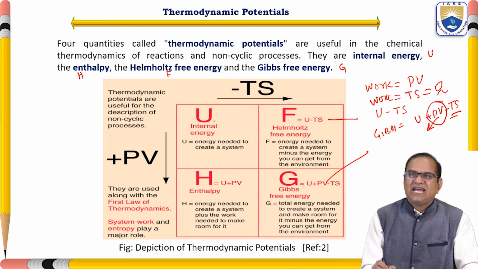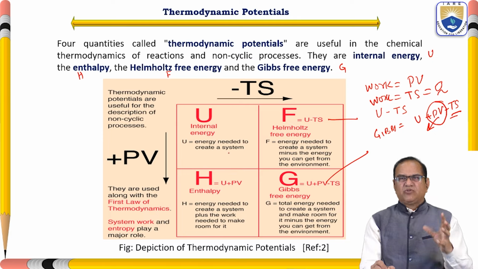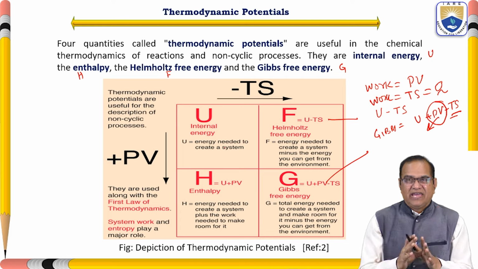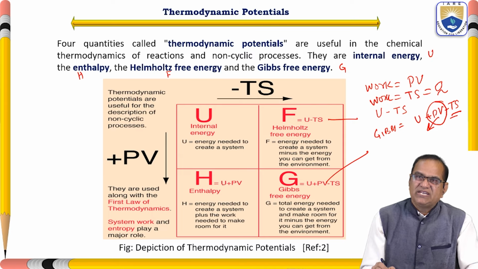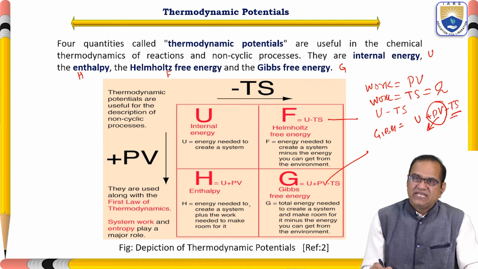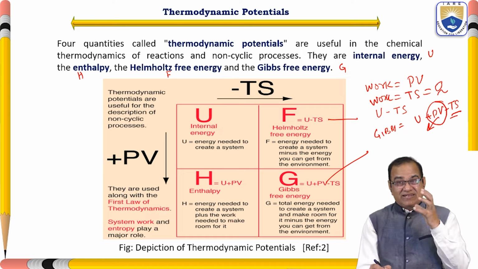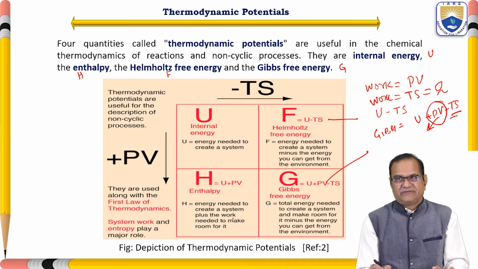So here U is the internal energy. U is the energy needed to create a system. For any system, like one bucket of water, that bucket of water will have one internal energy. And here is the enthalpy H, which is also a property, and it is U plus PV. So enthalpy H is equal to the energy needed to create a system plus the work needed to make room for it. So this is the internal energy plus how much work is needed to make room for it.